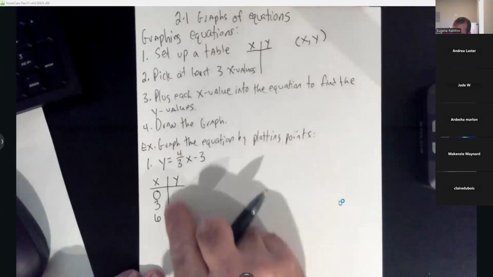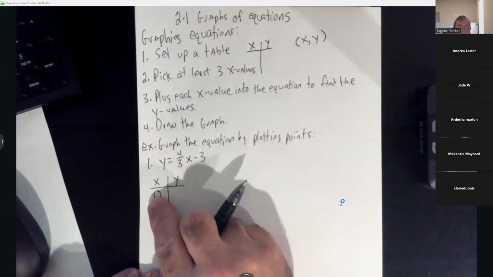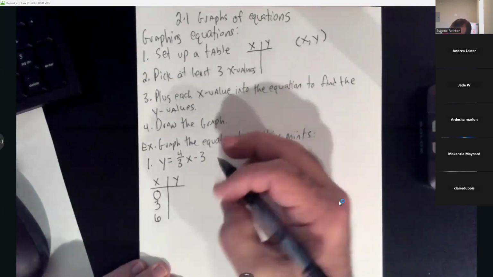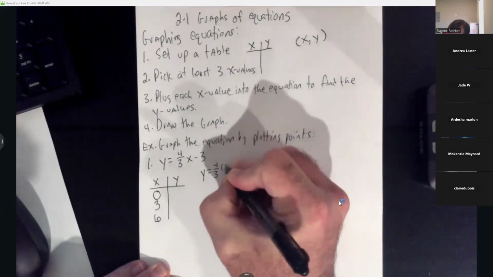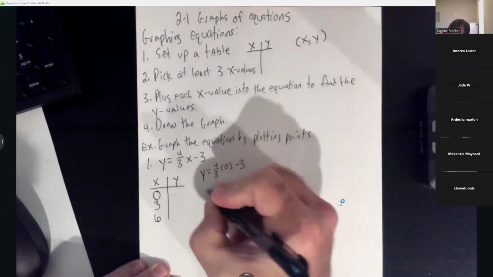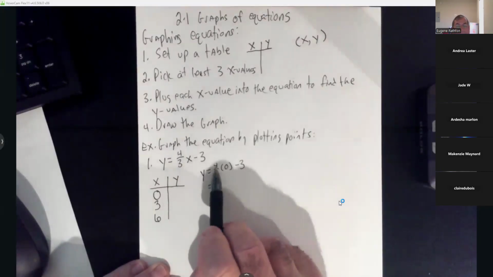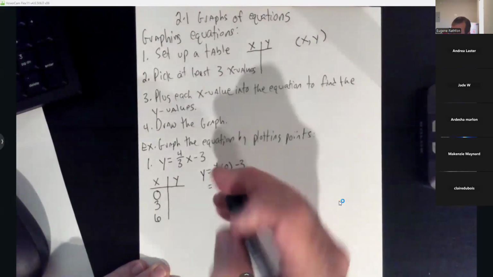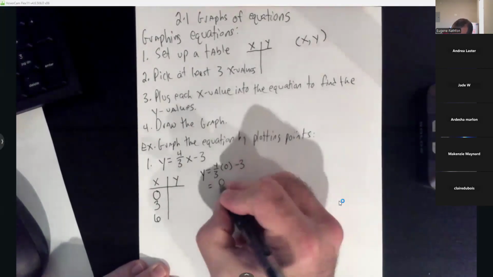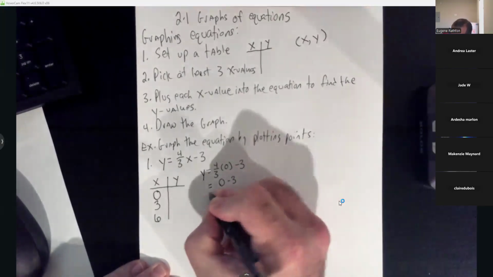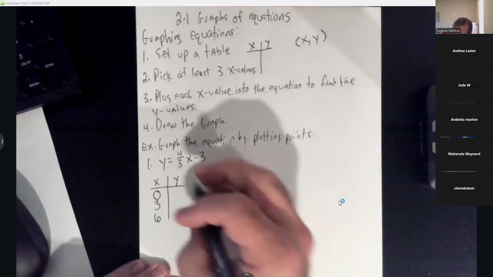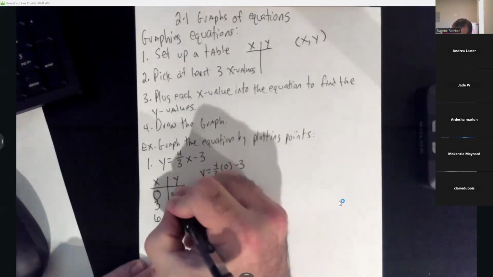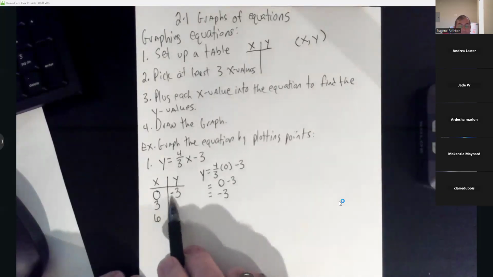So y'all, let me show you how this is going to work. So I picked a 0. I'm going to put 0 in for x. Well, y'all look at that. 4/3 times 0 is going to be 0. So I'm going to get 0 minus 3. And 0 minus 3 is a -3. So that's my first point I can plot, (0, -3).